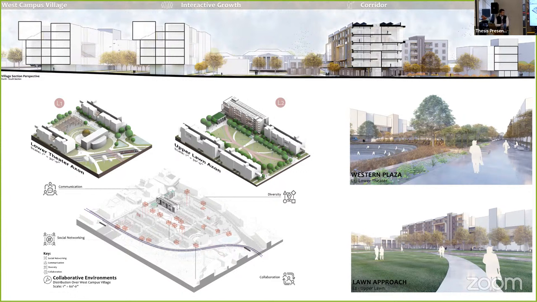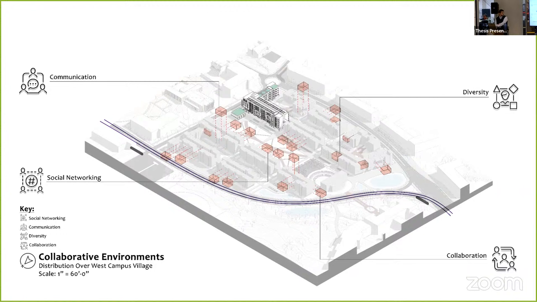And the integration of academic environments across the site happens in a horizontal dimension. And these spaces allow for communication, diversity, social networking, and collaboration. The idea that you continue to learn from others outside of the classroom in the places that you live. And this can be seen at a larger scale here.